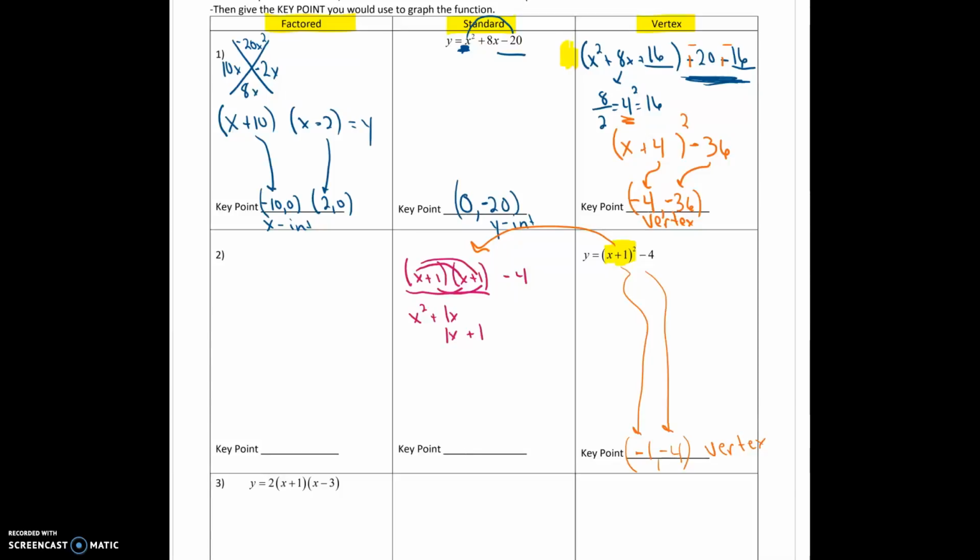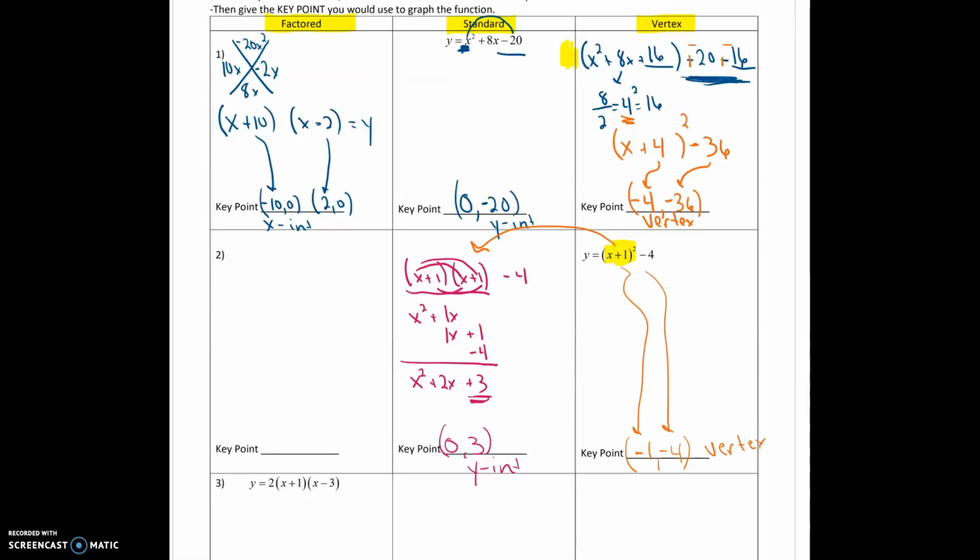I'm going to get another 1x and then a 1. And then I'm going to go ahead and put that minus 4 and stack it with its like term. And I'm going to add these up. So x squared and 2x and 3. And now that it's in standard form, I can look at the end and get my y-intercept. And it is going to be 0, 3.